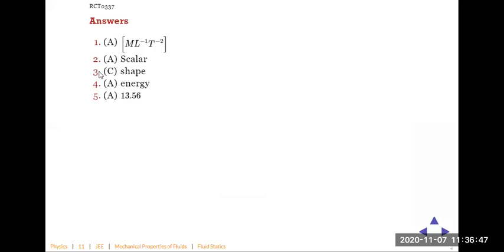Now 2 and 3. Pressure is a scalar quantity, right? It's not a vector quantity. Because when you talk about pressure, just think about it. Do you say that we are applying this much pressure in north or this much pressure in south? Think about it.